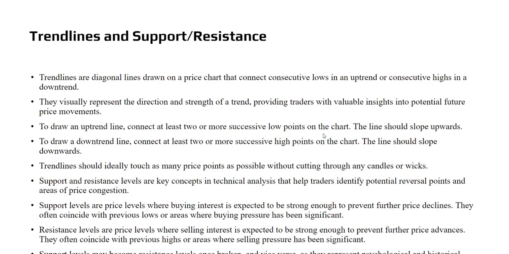So to draw an uptrend line, you connect at least two or more successive low points on the chart. The line should slope upwards if it's going to uptrend, right? To do it the other way, you go from the top. So to draw the downtrend line, you connect at least two or more successive high points on the chart, and the line should slope downwards.